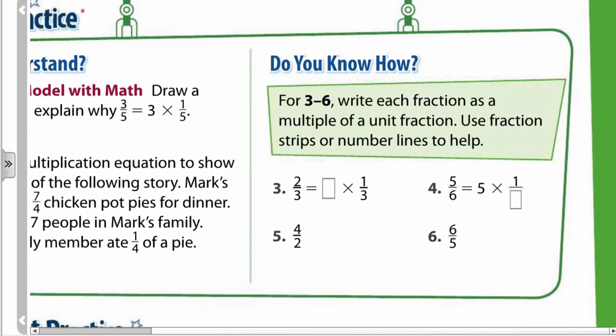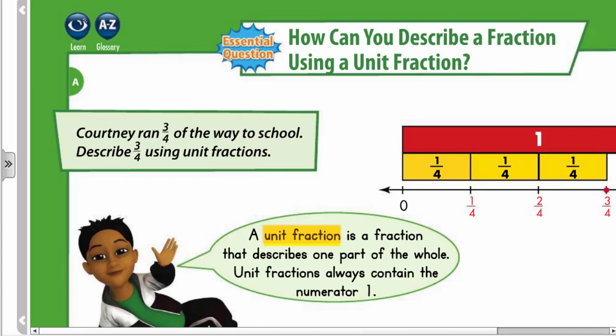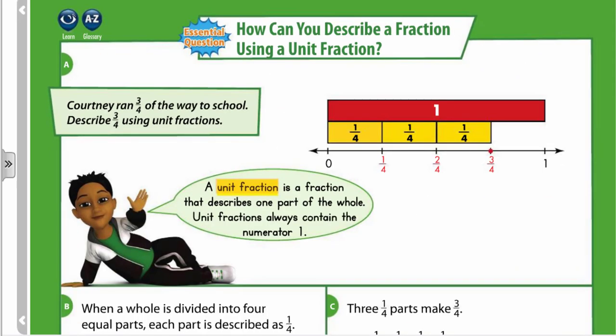Let's see the questions. Write each fraction as a multiple of a unit fraction. Use fraction strips or number lines to help. Okay, so to start, my heroes, please open your books page. Tell me, my heroes, what page is this? Yes, thank you, my heroes. 544. Go ahead, everyone, open your books.